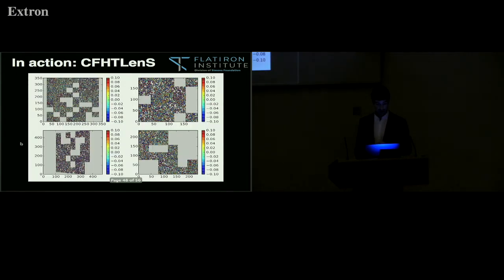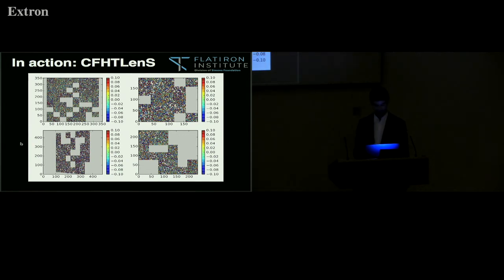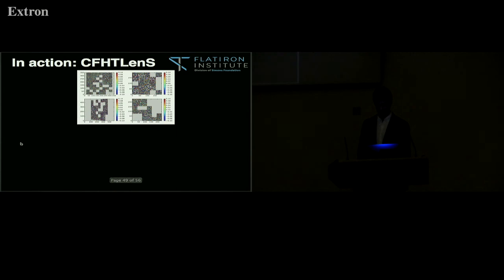So let's just see it in action. This is the survey that Catherine was quite attached to for a long time and put a lot of her life into. It's called CFHTLenS, and this is what the data looks like. You can see it's really ugly: really low signal to noise, really ugly mask. These are 4 patches of sky. So it's a bit of a mess. Let's have a look at what we can get out of this.